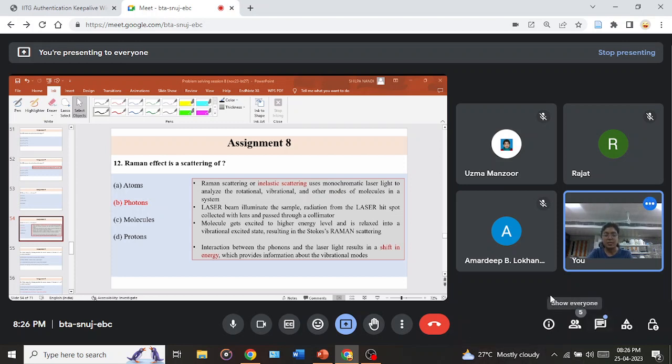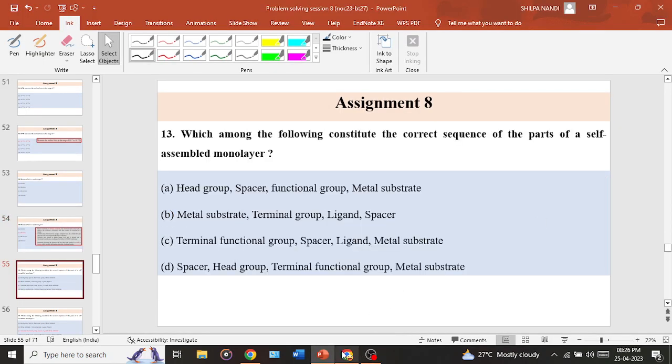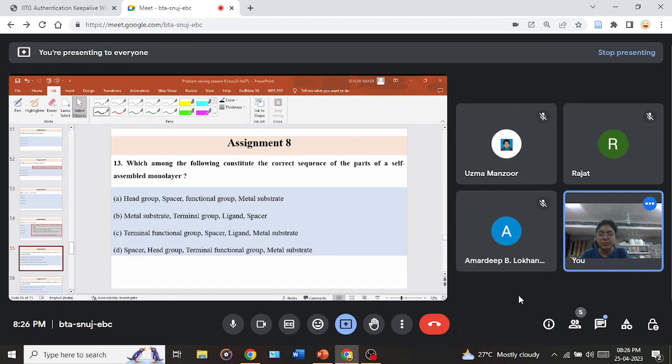Okay, let's move on to the next question, if you all are satisfied or there is no doubt. Okay, we have our question number 13. Which among the following constitute the correct sequence of the parts of a self-assembled monolayer?